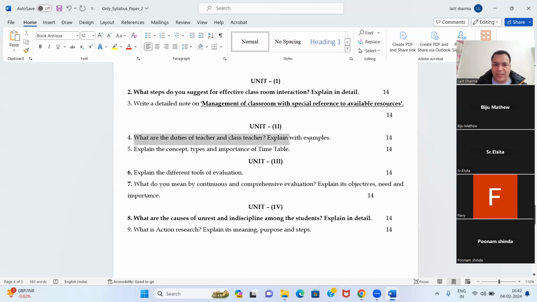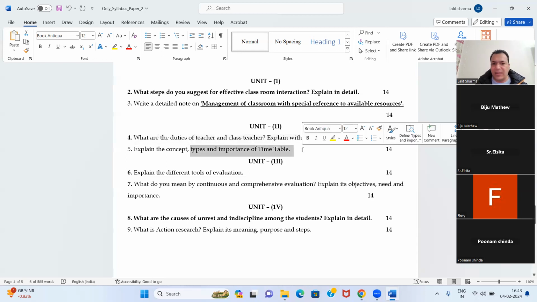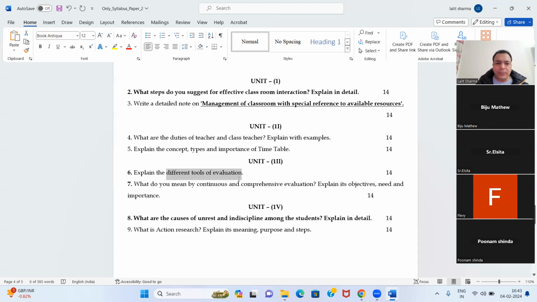Under unit 2, a question has come: duties and responsibilities of teacher. Sometimes questions come on duties and responsibilities of principal, head teacher, class teacher. So these are very easy. Next है टाइम टेबल पे भी क्वेश्चंस आ जाता है ऑलवेज. आप ये देखिए थर्ड यूनिट में आ गया इवेल्युएशन, डिफरेंट टूल्स ऑफ इवेल्युएशंस.